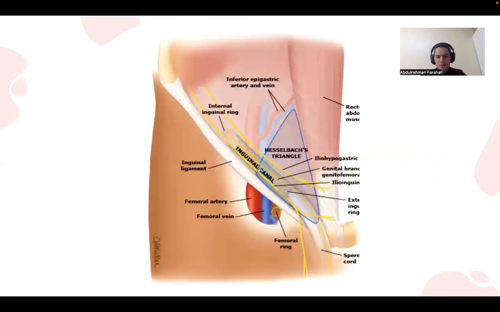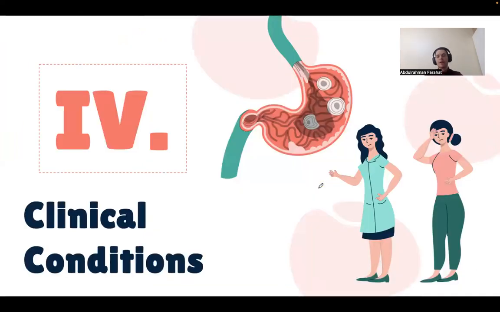Now, here is another visual representation of Hesselbach's triangle. You can see from below the anterior superior iliac spine to here would be the inguinal ligament, and then these are the epigastric artery and vein, the inferior epigastric, and then you'd have the rectus abdominis. Perfect. Now, finally, to the clinical conditions, the last part of the lecture.